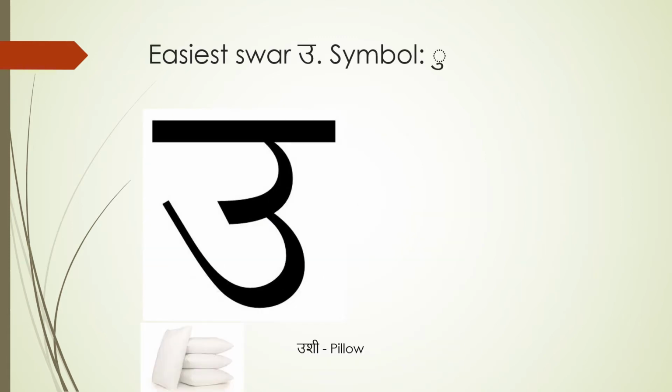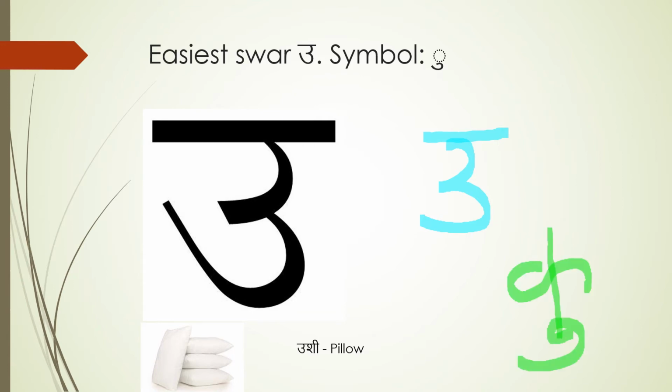The next swar is oo, the most easy one to write because it's simply a 3 with a top line on it. Its symbol comes under the letter or below the letter with a comma like structure going towards the margin. Let's see how that happens. We know how to write k, and then to that k you attach a comma that is going towards the margin, however below the letter, and then finish it off with the top line. That makes it a ku. An example of u is ushi, pillow.